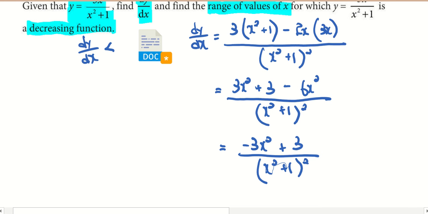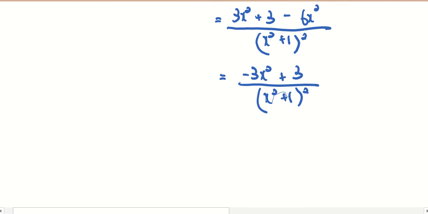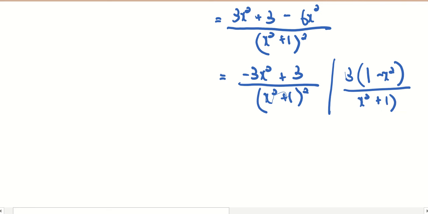Okay, do you all get to this answer? I think this answer is good enough, but if you can do one more step, what will you do? You will factorize, am I right? You will factorize the 3, but you will not change the answer. But take note, this answer is good enough, but if you want to factorize the 3, you can go ahead and do so.